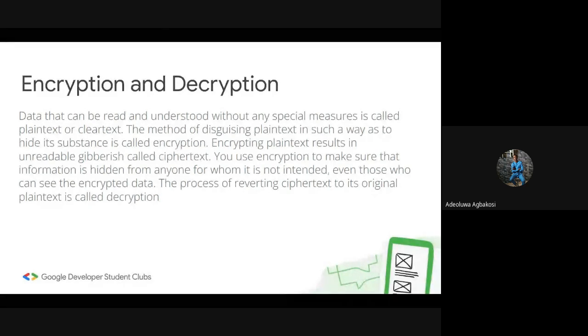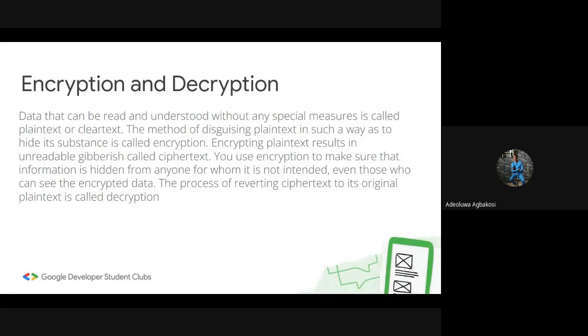Okay, let's go on. Now we use encryption to make sure that information is hidden from anyone who is not intended, like who we don't intend to read our document. So if we have a particular document and we just want maybe a couple of people to be able to access this document, we encrypt it to make sure that only authorized parties can access this document.